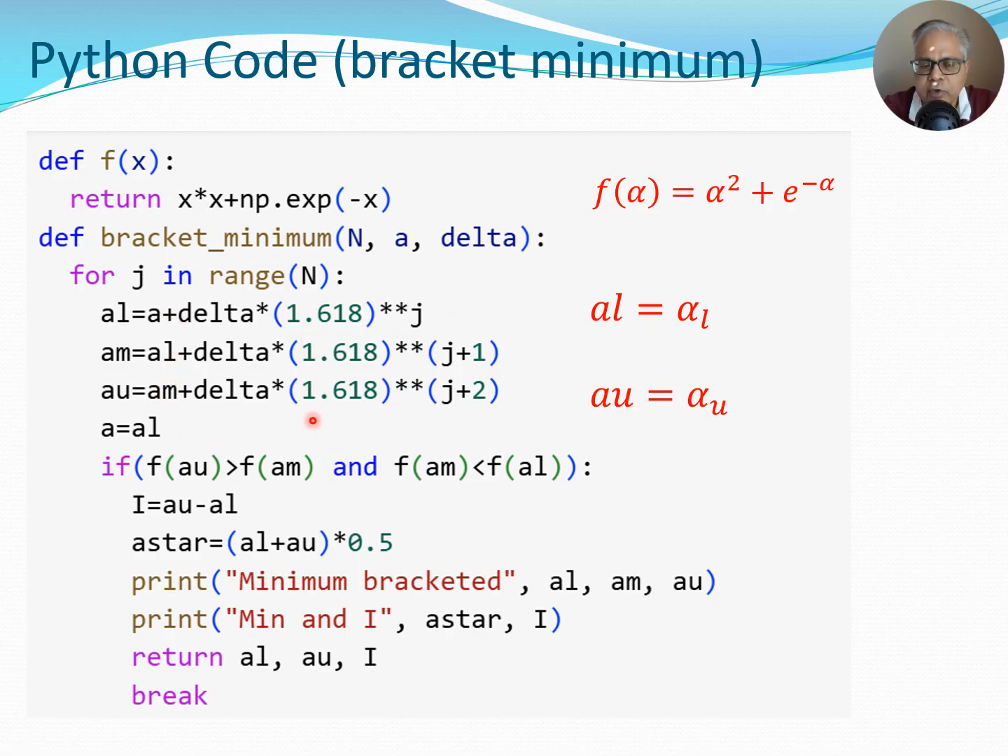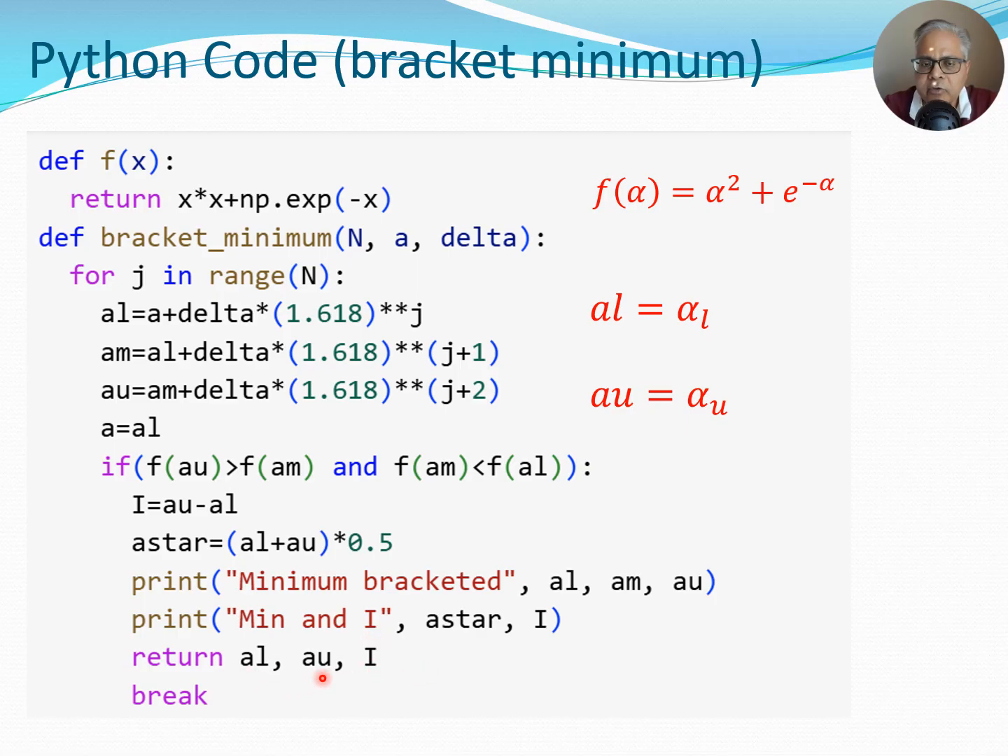So that's what we are doing here. The AL ensures that summation. Now of course I put the conditions here that if you have gone beyond the minimum point and your previous point was greater than the current point, then you essentially declare that A star is the value here. You have bracketed the minimum point between these values, and you have calculated an estimate of the minimum and also the value of I. Then you return AL, AU, and I.